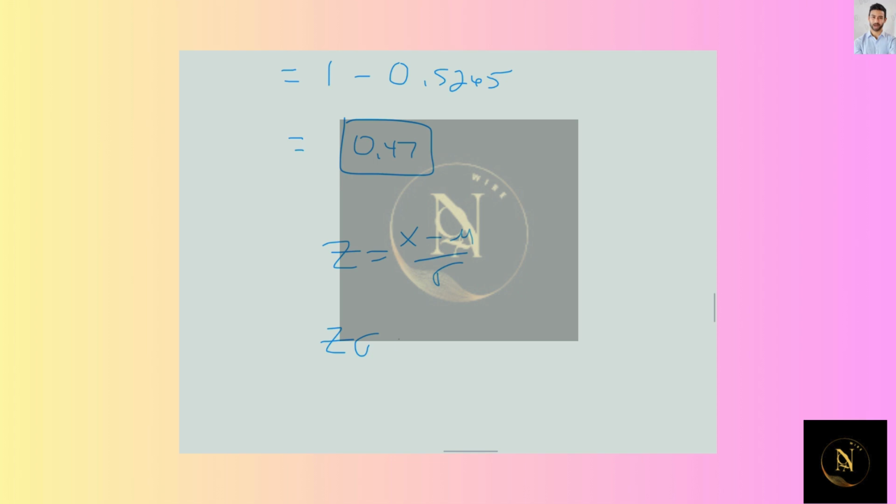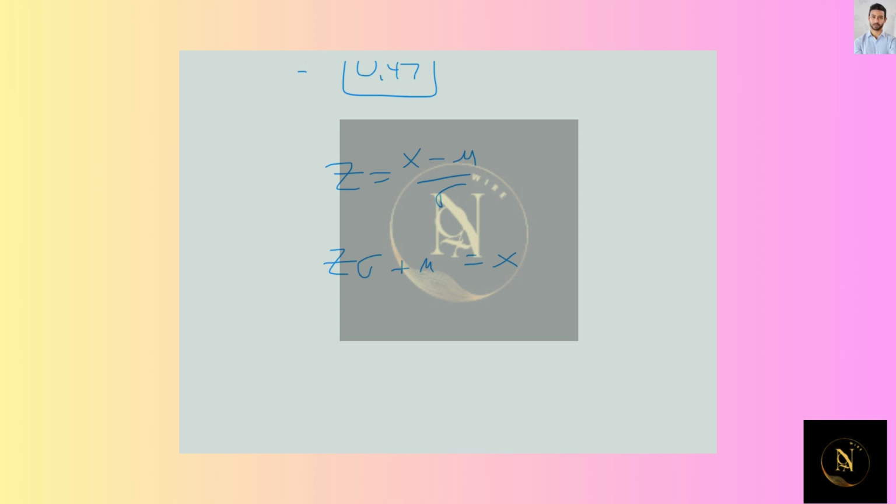Now the second question, finding the 7th percentile, we want to use the formula to convert a z-score back to the original distribution. So if we solve for x, we multiply by the standard deviation and then add the mean.